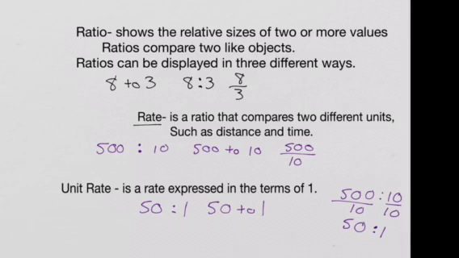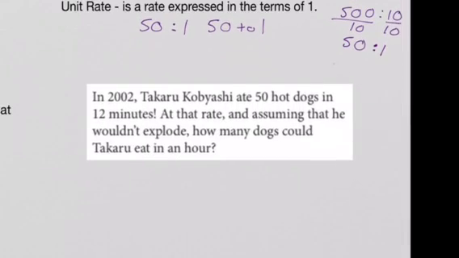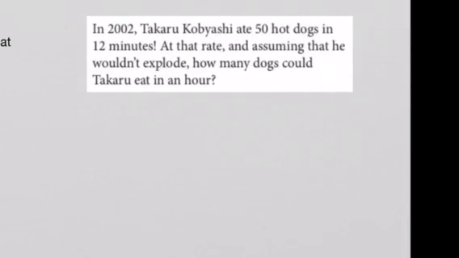Now let's take a look at some problems. All right, so here we have a word problem that says in 2002, Takura Kobayashi ate 50 hot dogs in 12 minutes. At that rate, and assuming that he wouldn't explode, how many dogs could Takura eat in an hour? Well, the first thing we have to do whenever we work out a proportion is we draw our three fractional lines. So I'm going to draw 3 lines going across here.